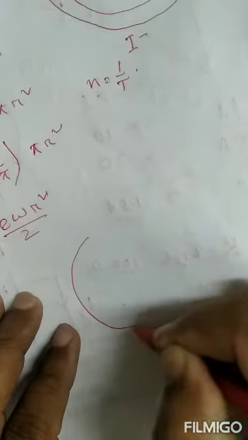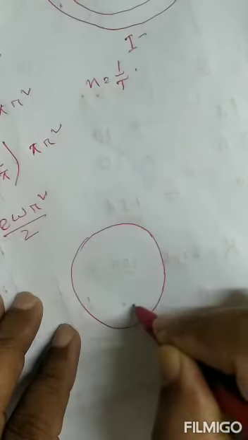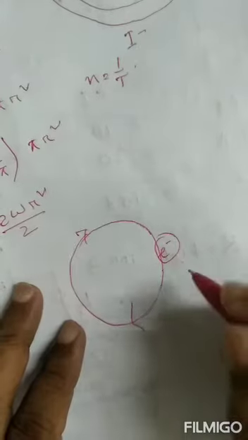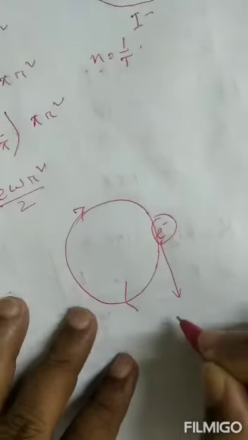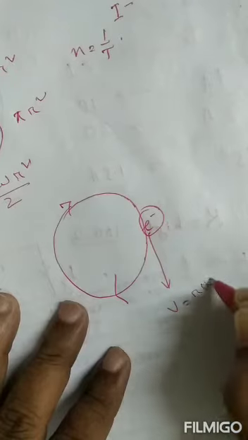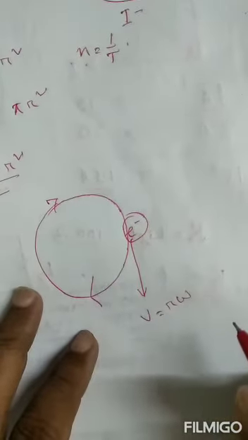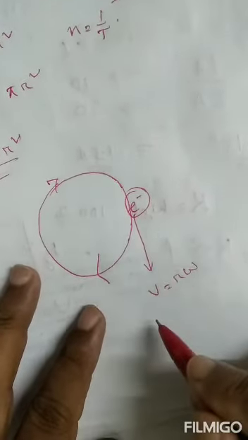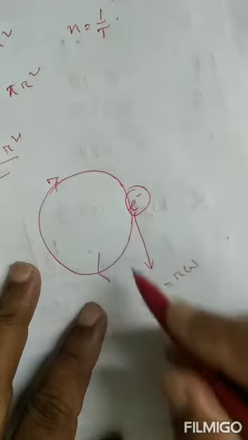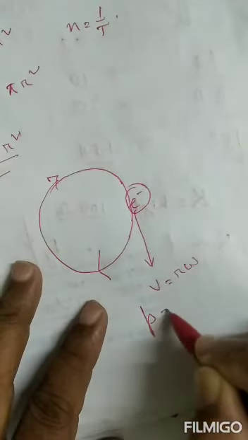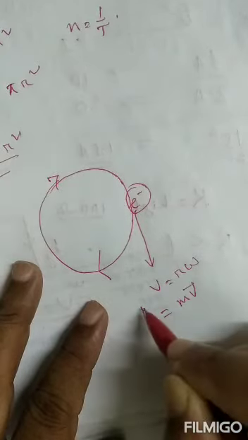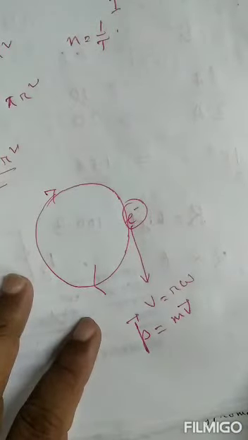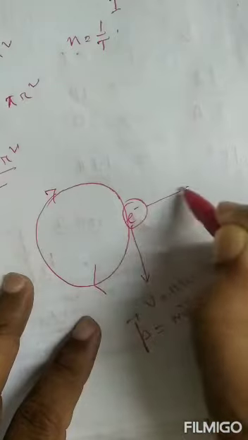Again, the electron is revolving in a circular orbit. This is the direction of revolution of the electron. What is the speed of the electron? Here the speed of the electron v is equal to r omega, where omega is the angular velocity of the revolving electron. If this is the direction of linear speed or instantaneous velocity at this instant, then this is the direction of linear momentum at this moment. And this is the radius vector.